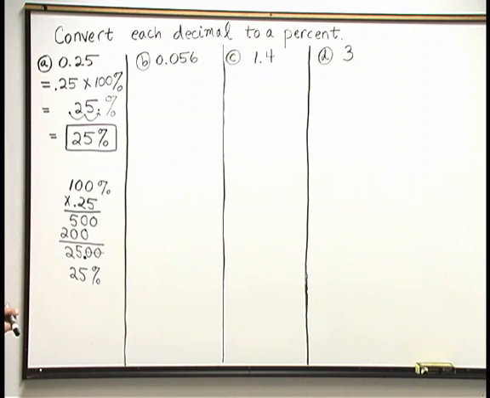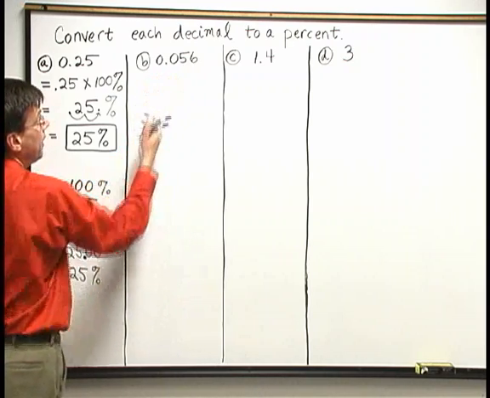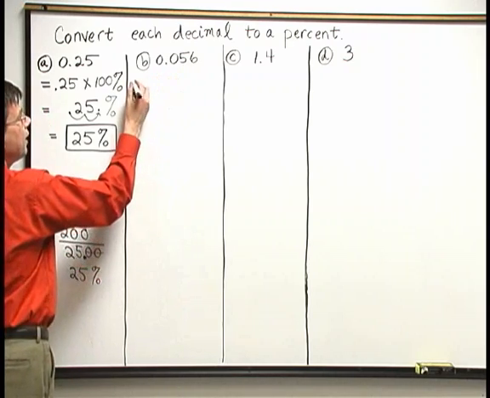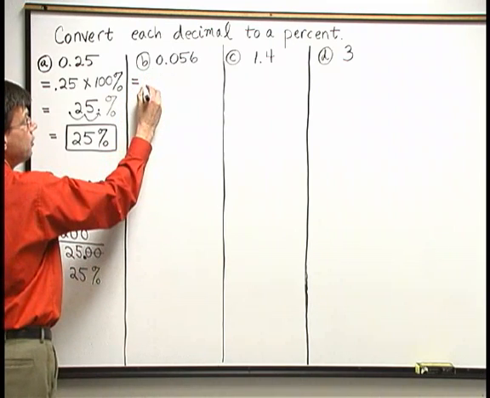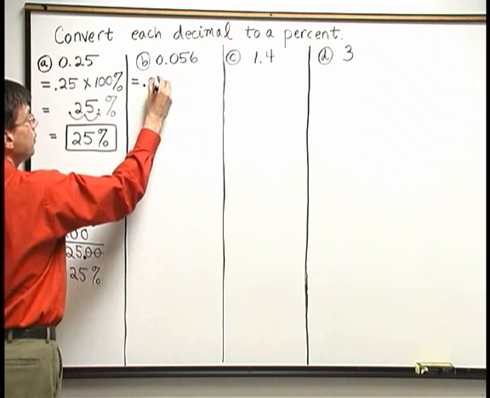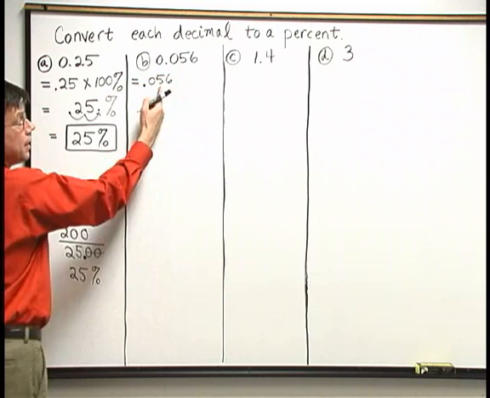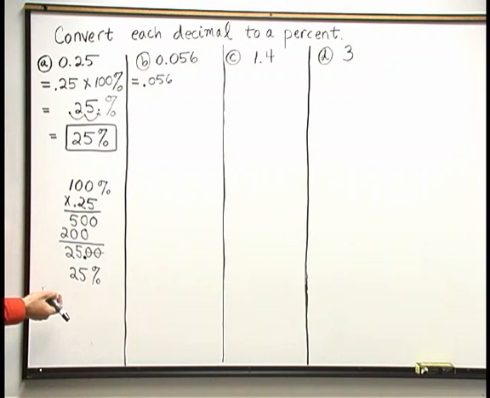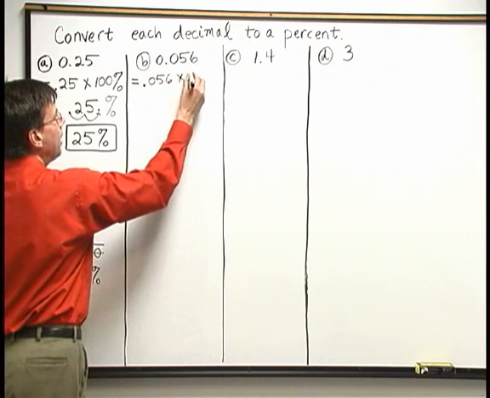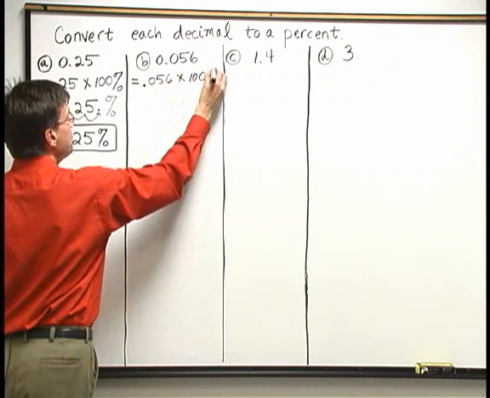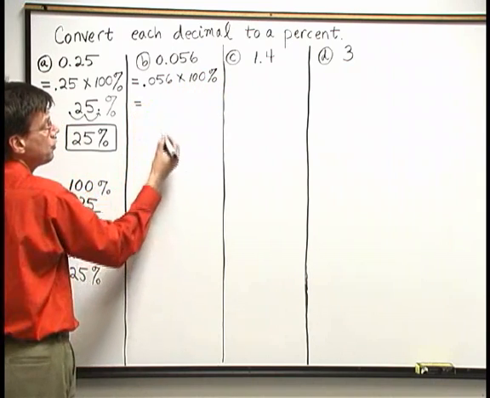Let's do this again with another decimal. In B, we have 0.056. Again, I don't need to write the 0 in front of the decimal point. I could just write .056. But the 0 between the decimal point and the 5 is essential. It has to be written. Now I'm going to multiply by 100% to convert to percent form.